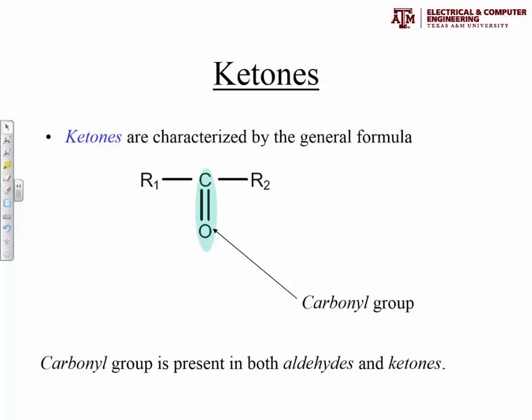So the carbonyl group is present in both aldehydes and ketones. And aldehydes and ketones are important because, as human beings, as animals, we consume sugar. Sugars occur in nature as aldehydes and ketones. For example, glucose is an aldehyde, and it's a very important molecule needed for powering all our cells and our bodies.